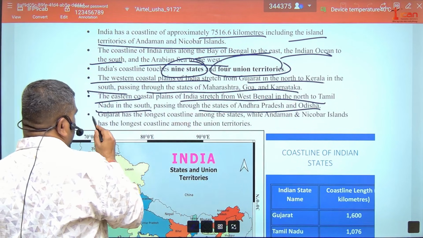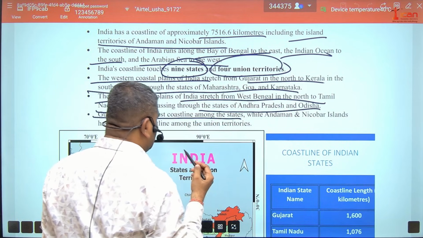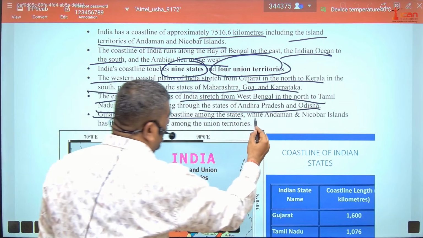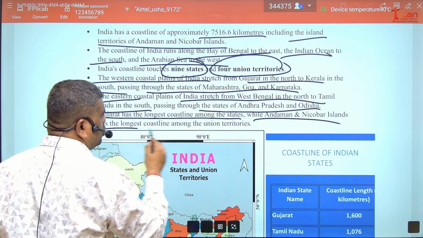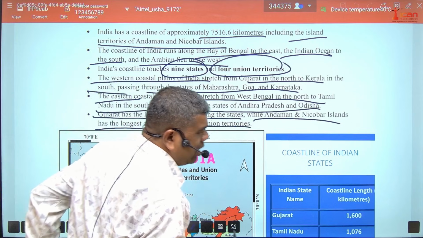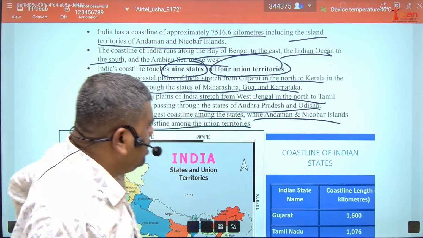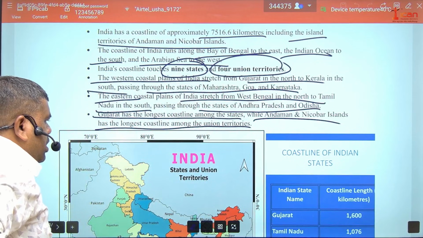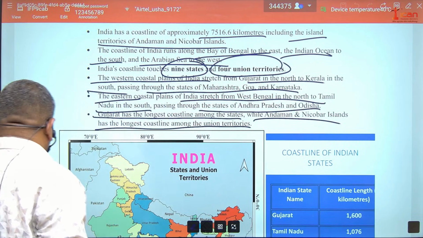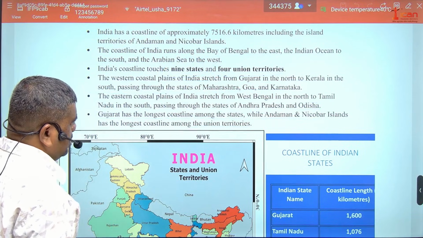Now Gujarat has the longest coastline among the states. We'll see why. And also Andaman Nicobar has the longer coastline among the union territories, because it is a union territory and it is a collection of islands. A lot of islands are there in Andaman and Nicobar Islands. So let us look at what are the coastlines in India.